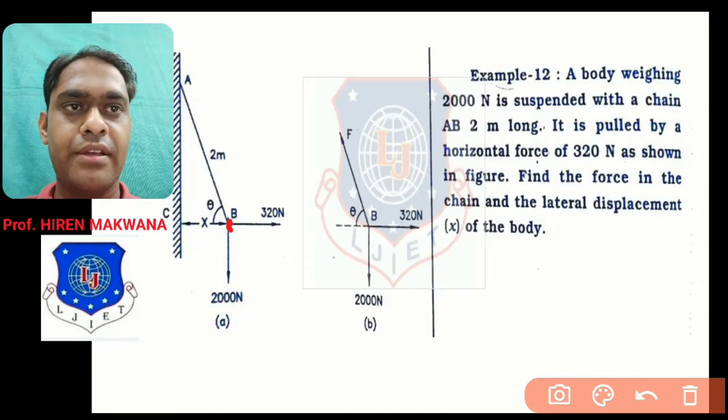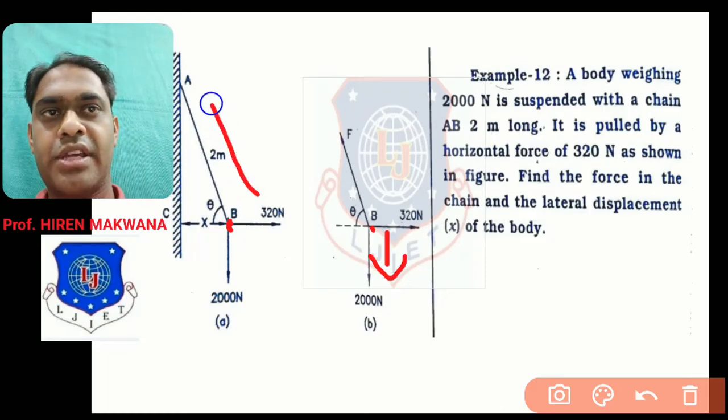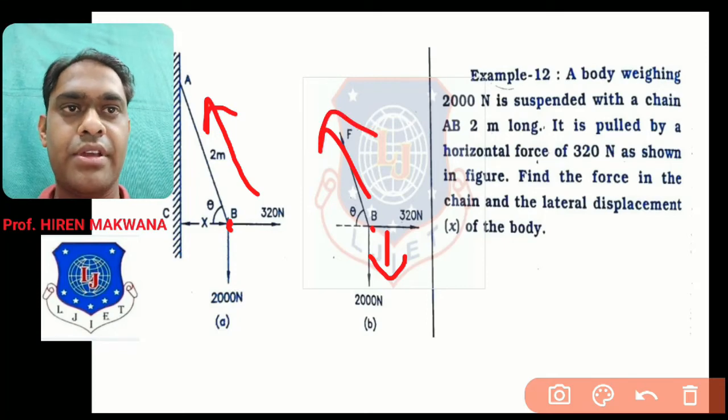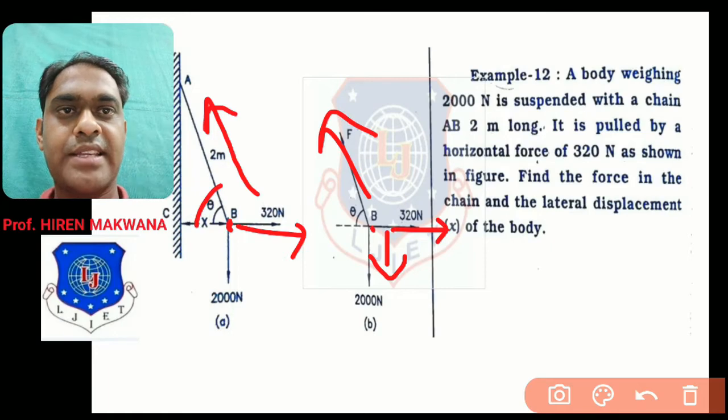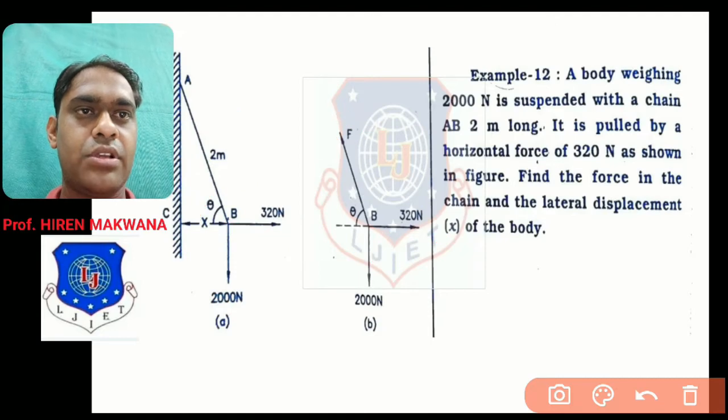At point B, drawing the free body diagram, weight is vertically down, 2000 Newton. In the chain, there is an upward force towards the fixed point, which is equal to F. Horizontal force is 320 Newton. And with the x-axis, it is making angle theta. So first of all, find F. So how can you find x now?